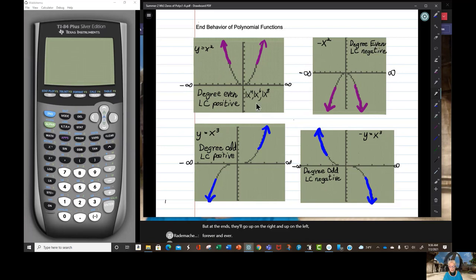Any polynomial of even degree, that is x to the fourth, x to the sixth, x to the eighth, x to the tenth, and so on, that has a negative leading coefficient like negative one or negative two or negative three or negative four or negative 532, whatever, will go down on the left and down on the right, just like negative x squared. It may be doing all sorts of weird stuff in the middle, but out on the ends, it will go down on the left and down on the right, guaranteed.